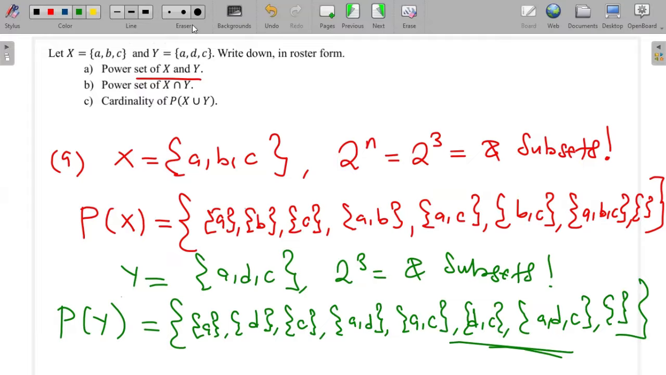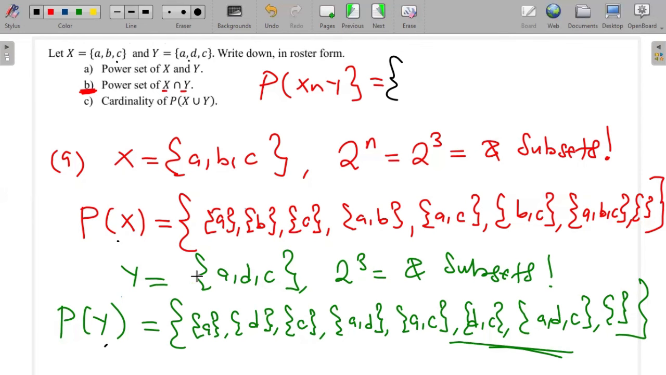All right, and then the other thing there, this is B now. Find the power set of X intersection Y. To find the power set of X intersection Y, we can do this in two ways. We can just intersect the power set of X and the power set of Y, or we can first intersect the sets Y and X, and then find the power set. You can do whichever is easier for you.